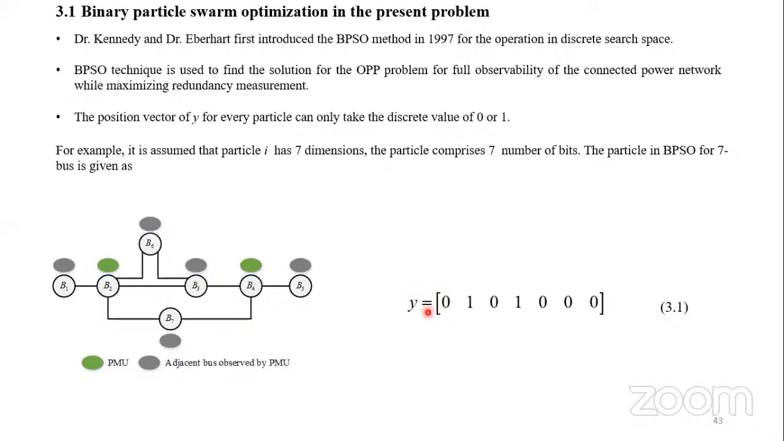Okay, so this is a string solution, that is 0 1 0 1 0 0 0. It means bus numbers 1, 2, 3, 4, 5, 6, and 7, and we can say that a PMU is placed at bus number 2 and bus number 4, if we take an example of a 7-bus system.